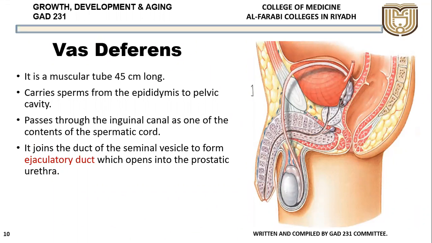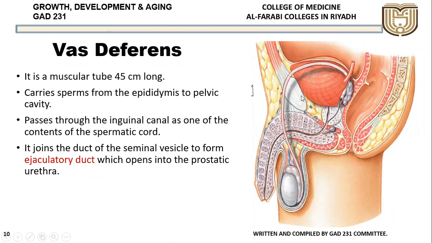Once the testis has produced the sperm, they enter into the epididymis and mature here for 2 weeks, then they are pushed to a duct called the vas deferens. So this is the vas deferens, or ductus deferens. It is a muscular tube almost 45 centimeters long, very long, starting from the tail of the epididymis and going all the way back into the abdomen. It carries sperms from the epididymis to the pelvic cavity.